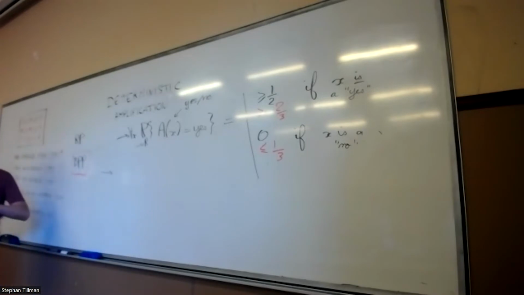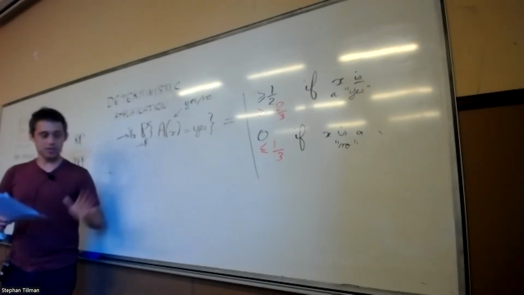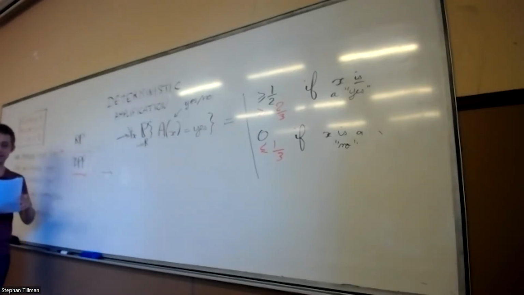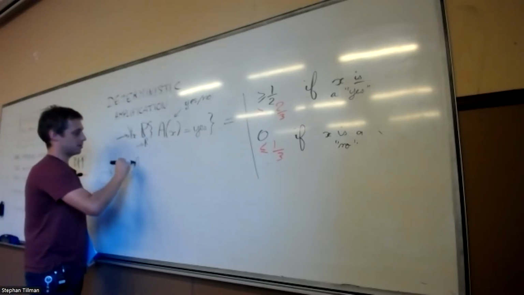So BPP is the one where I can make a mistake in both cases as long as there is a gap. My probability of making a mistake is at most 1/3. So those are the two main things here. And of course, there's something else we want. We want A to be efficient.